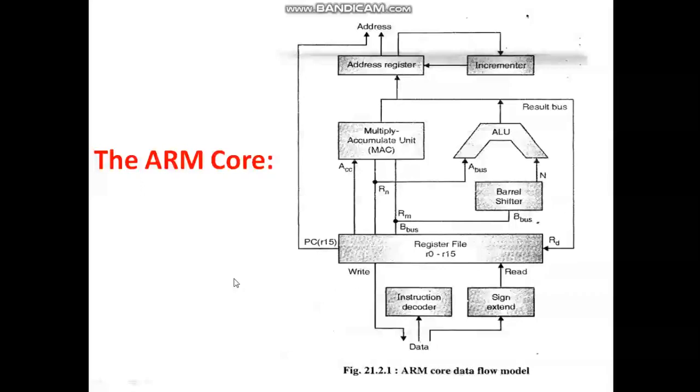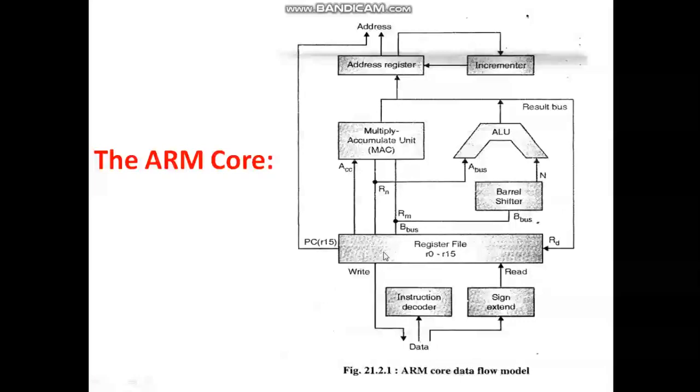This is the functional block diagram of the ARM core. Actually it is a simplified block diagram that shows all the internal functional blocks within this ARM core. As we have seen before, this shows a register file which contains 16 32-bit registers that hold the operands. This register file is made up of 16 registers R0 to R15. Each register is 32-bit wide.